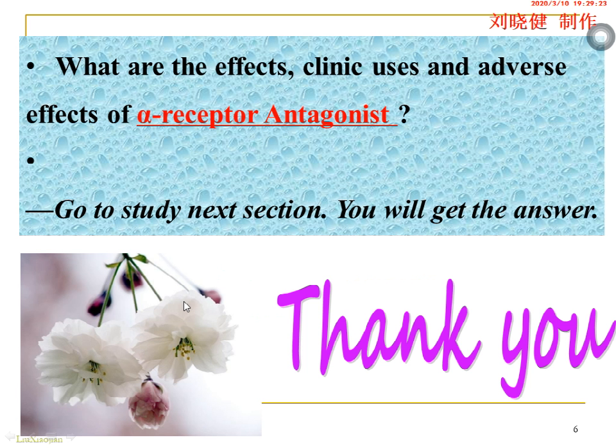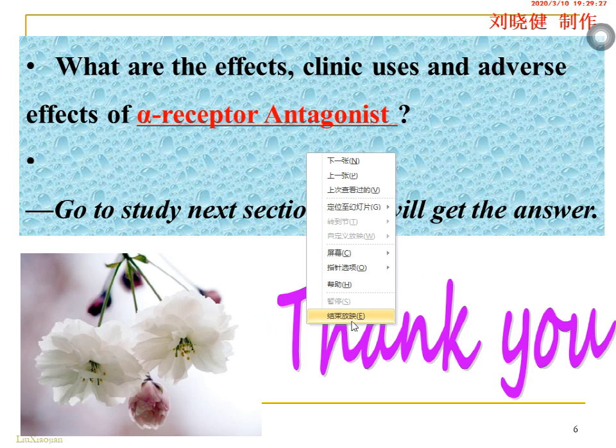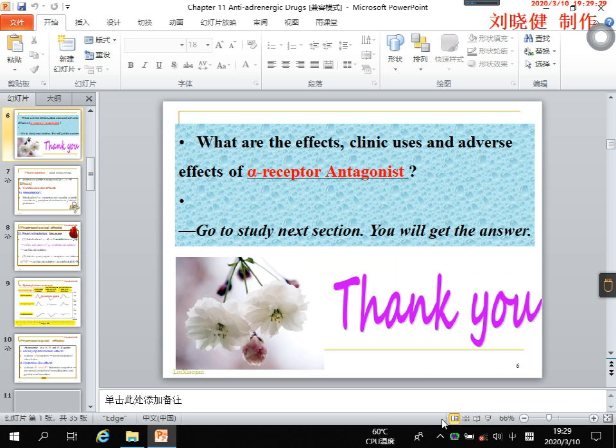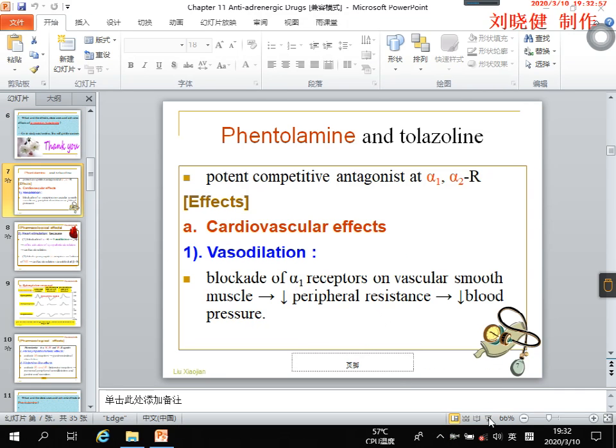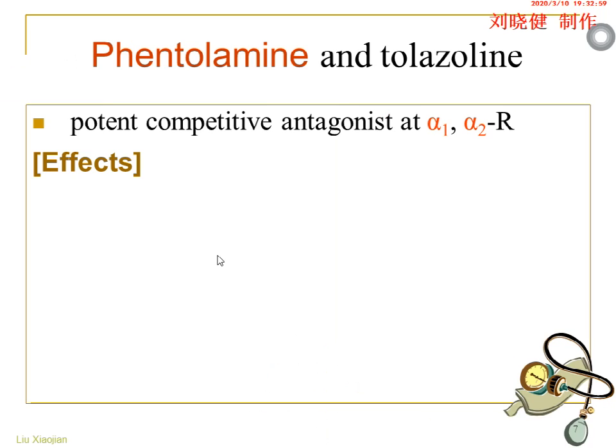Okay, so what are the effects, clinical uses, and adverse effects of alpha receptor antagonists? Let's go on to study. The representative drug of non-selective alpha receptor blockers is phentolamine. Phentolamine and tolazoline, both of them are potent competitive antagonists at alpha-1 and alpha-2 receptors. Competitive antagonists.